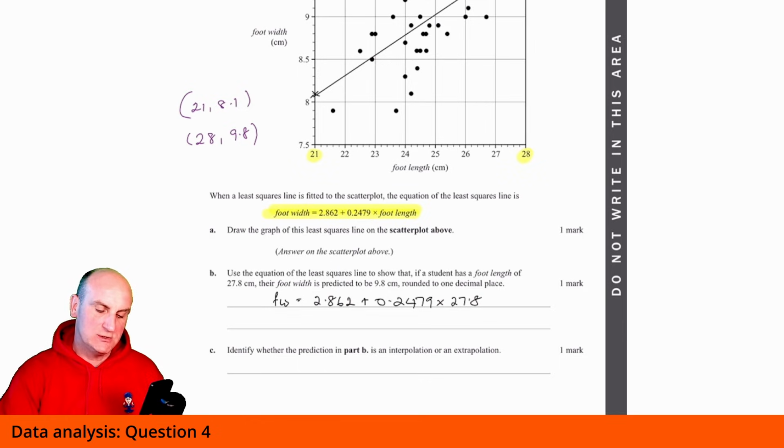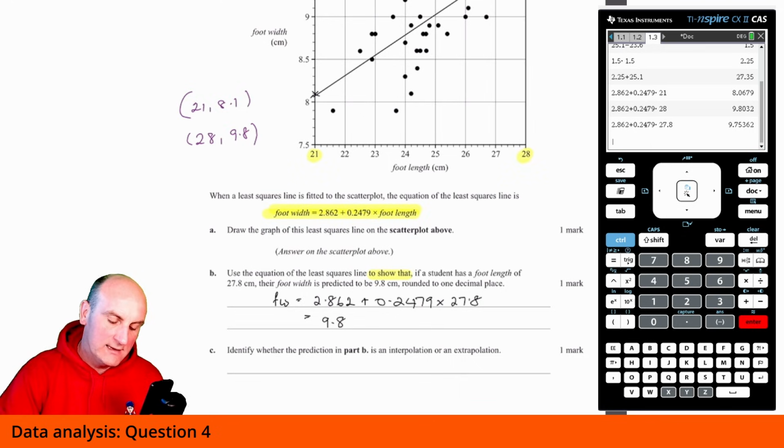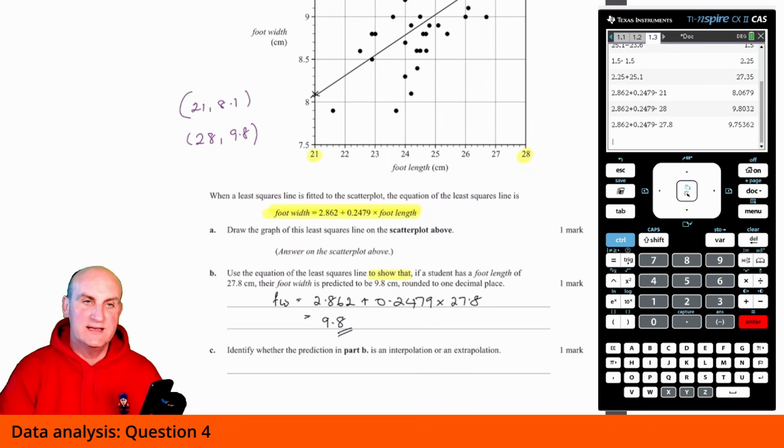Now, the important thing here again, guys, is the word show. When it says show that, you have to write a calculation. You can't just go, I put it in my calculator and that's what came out. You show the actual calculation, because that's what VCAA are checking for. So using my calculator, may as well leave this up all the time. If I now go up, copy my formula down and put 27.8, hit enter, I get 9.8 to 1 decimal place. Now, again, don't just make up numbers. I've known students just make up numbers. They're checking that specific one.